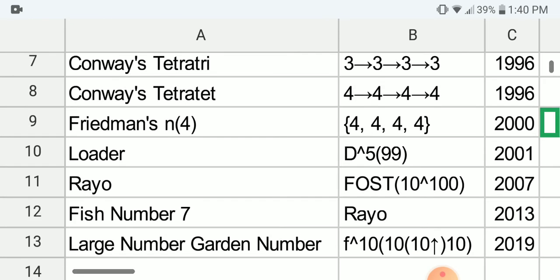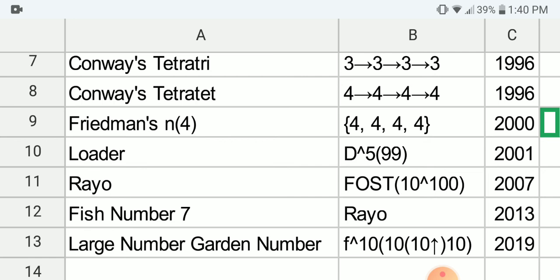And people ask, where is TREE(3) and SCG(13)? Well, those numbers, at least according to the Googology wiki, were published around 2006, I believe. So they're after Loader's number. That's why they were not the biggest number when they were invented.